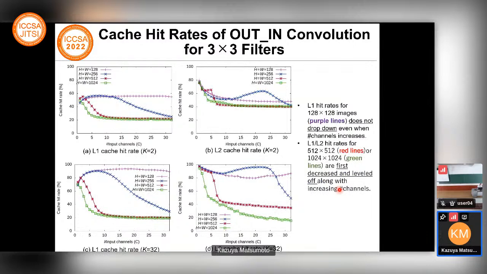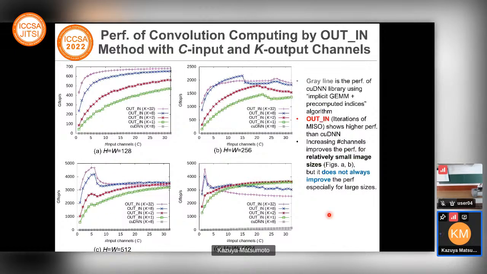For the last two figures, we also profiled our implementation. This is a profiling result of the cache hit rates of the out-in convolution for 3x3 filters. The left two figures are L1 cache hit rates, and the right two figures are L2 cache hit rates. The L1 cache hit rate for 128 by 128 images does not drop even when the number of input channels increases. But for large cases, the L1 cache hit rate decreases and levels off as the number of channels increases. This tendency confirms the previous performance results.